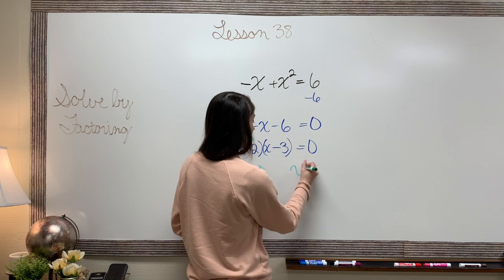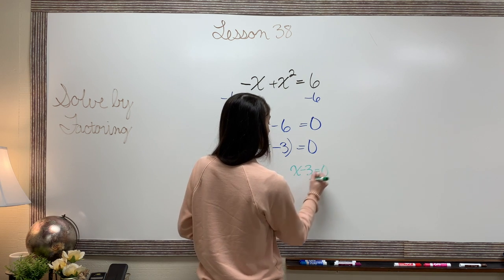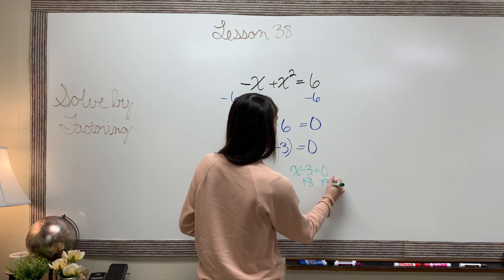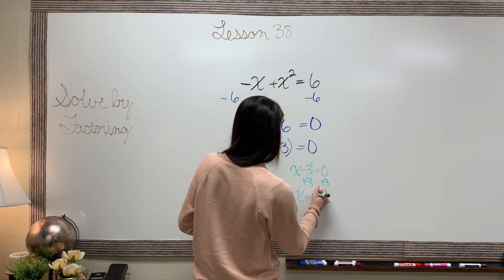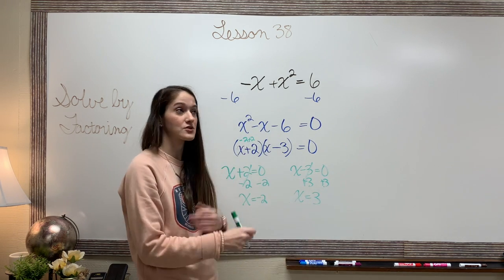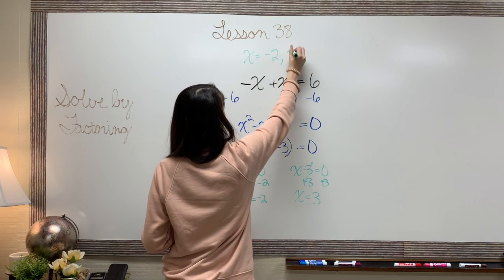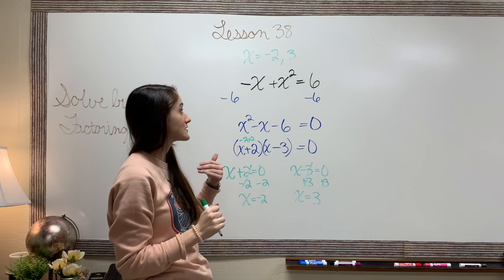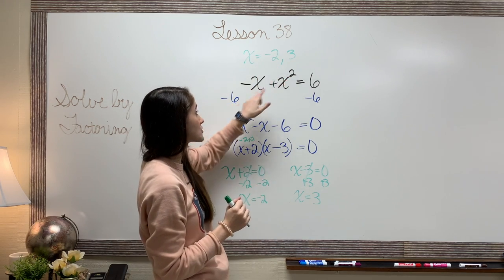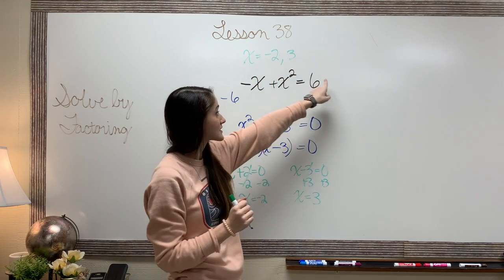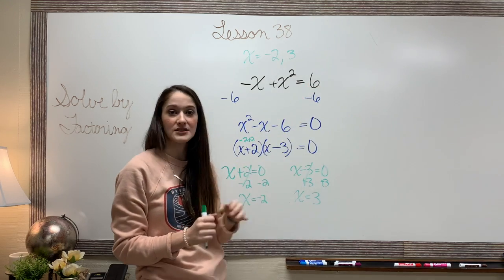Now I have x minus 3 equals 0. We're going to add 3 to both sides, and we end up with x equals 3. So these are my two solutions. The way I write my answer is x equals negative 2, comma 3. That tells us that either of these solutions, when plugged into this top equation, is going to equal 0.